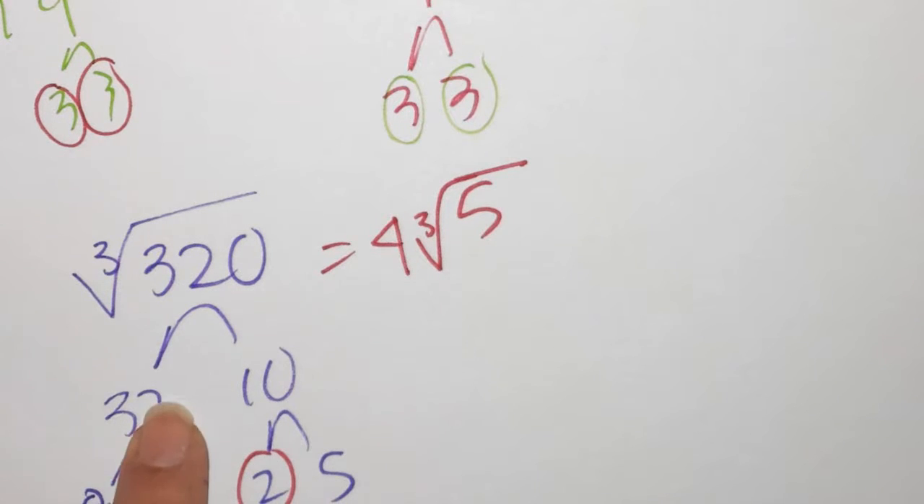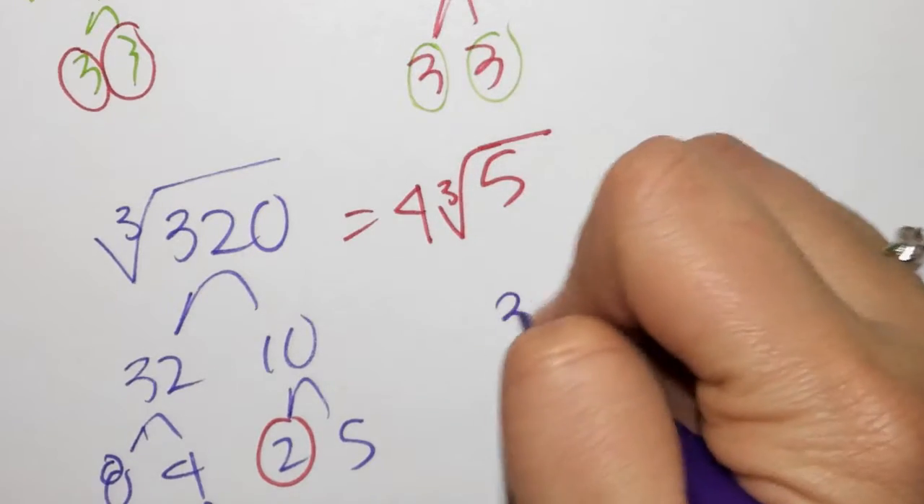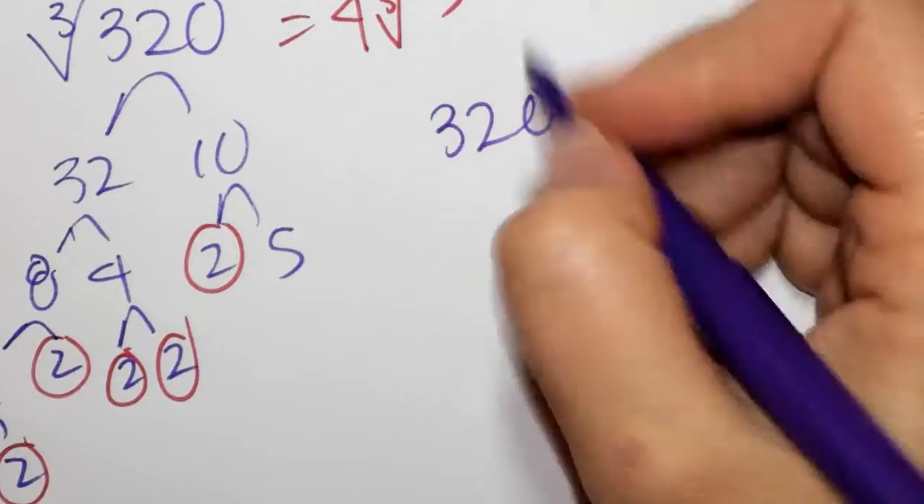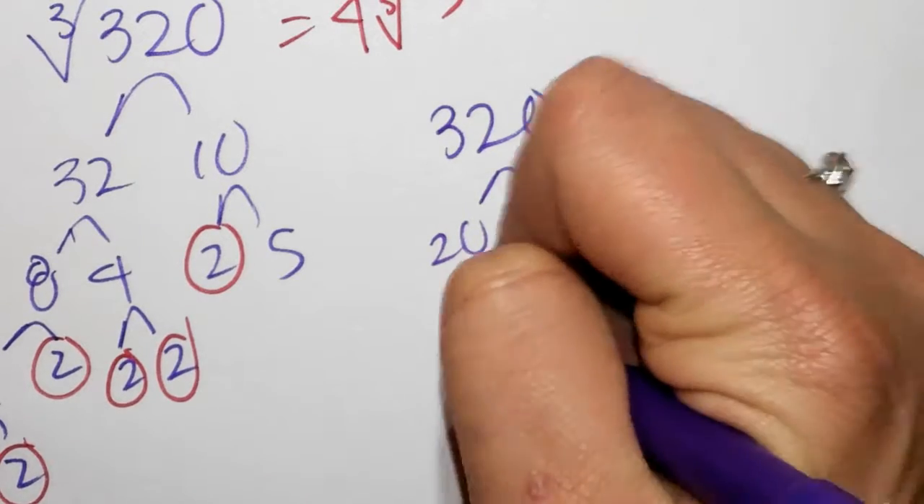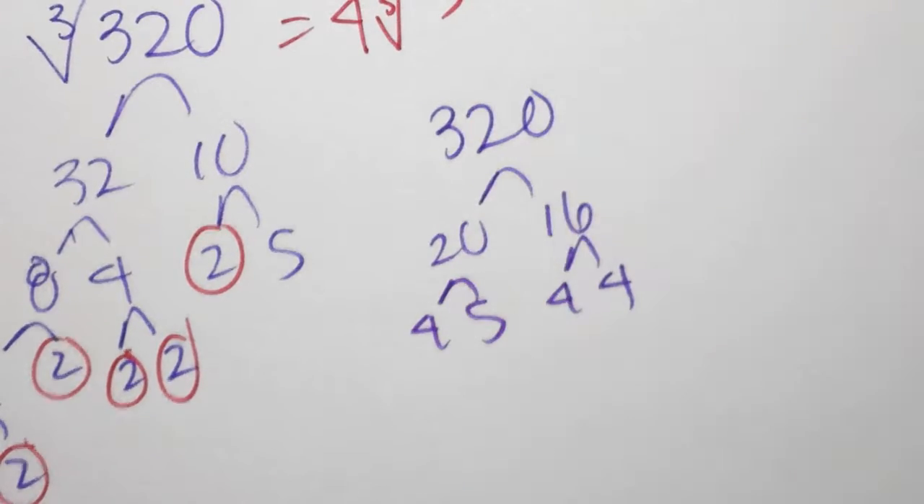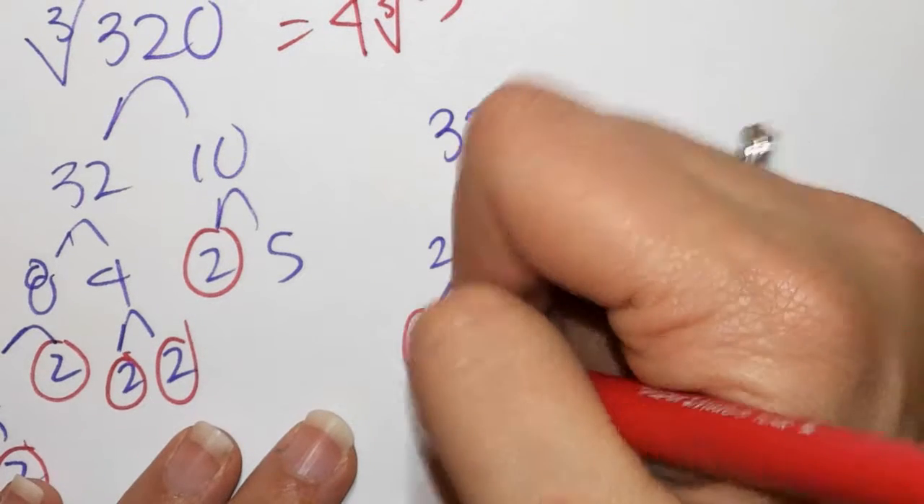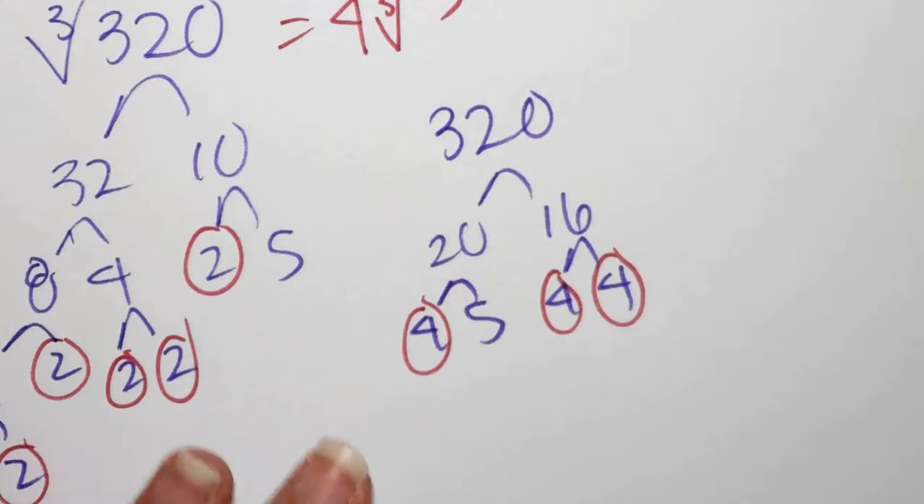Is there an easier way? Did somebody choose different numbers? 20 and 16? Okay, so if you did 20 and 16, you have 4 and 4, and then you have 4 and 5. And then boom, 1, 2, 3.